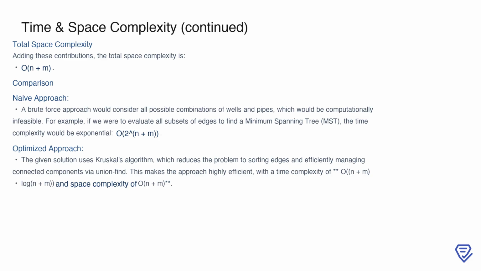To better understand the efficiency of this approach, let's compare it with a naive method. A brute force approach might consider all possible combinations of wells and pipes to find the minimum spanning tree. This would involve evaluating all subsets of edges, leading to an exponential time complexity of O(2^(n + m)), which is computationally infeasible. In contrast, the optimized approach with Kruskal's algorithm reduces the problem to sorting edges and using the union find structure to manage connected components. This makes the solution highly efficient, with a time complexity of O((n + m) * log(n + m)), and a space complexity of O(n + m).